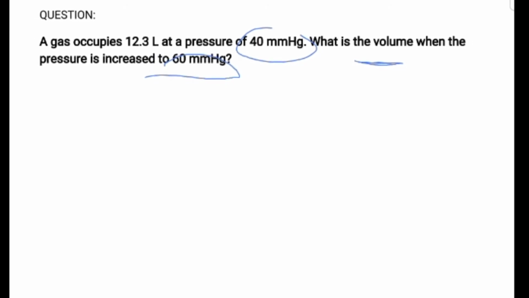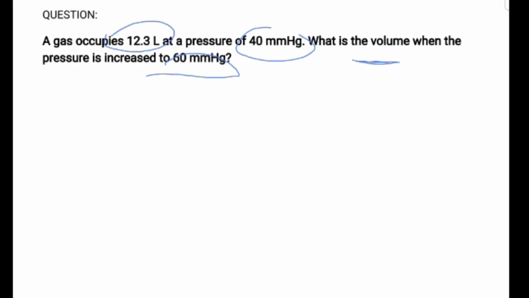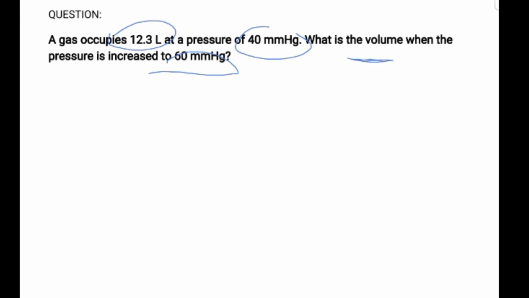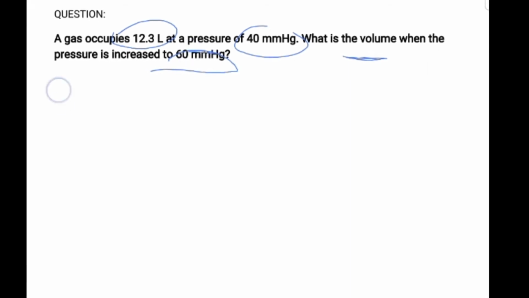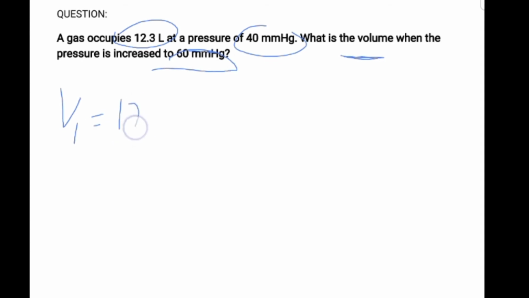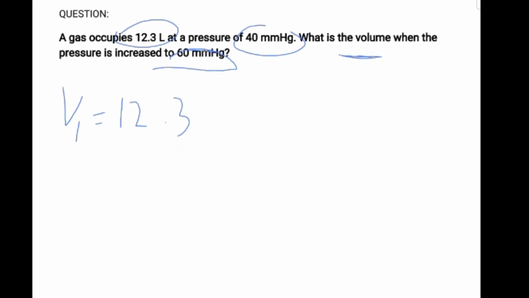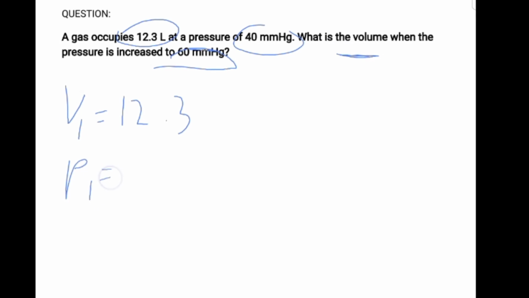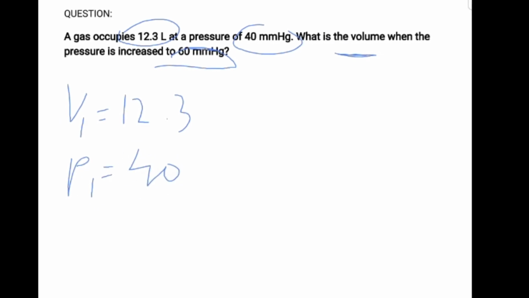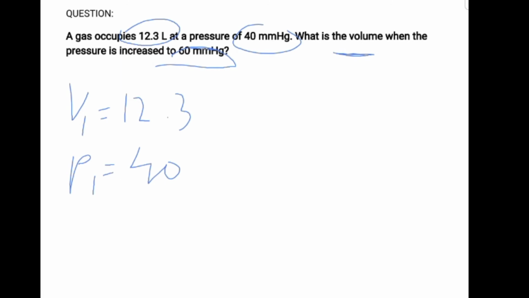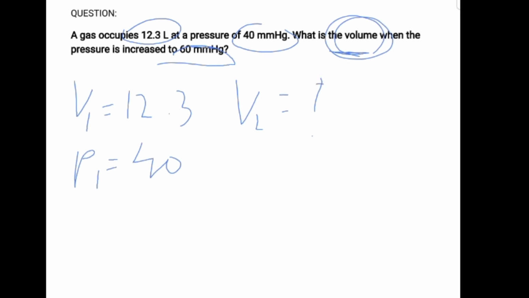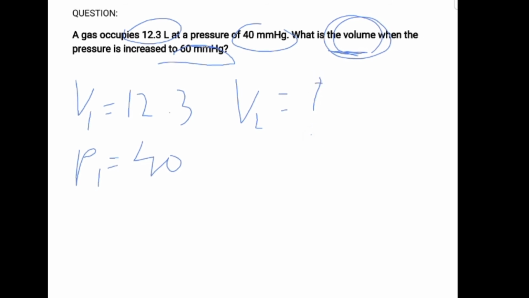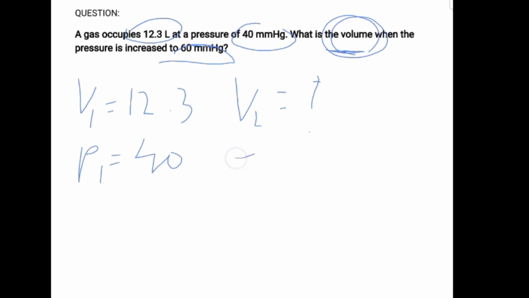Here we got two parameters, which are volume and pressure. The first volume is equal to 12.3. The unit is in liters, and we need to find the volume. So V1 equal to 12.3, P1 equal to 40, and volume 2 is what we need to find. So volume 2 is unknown, and the pressure 2 is equal to 60.